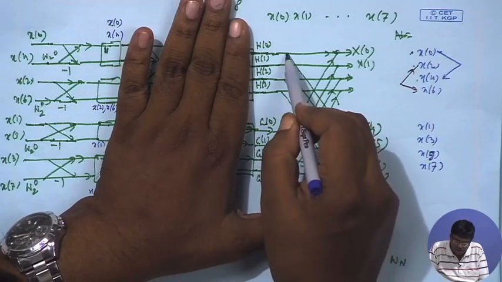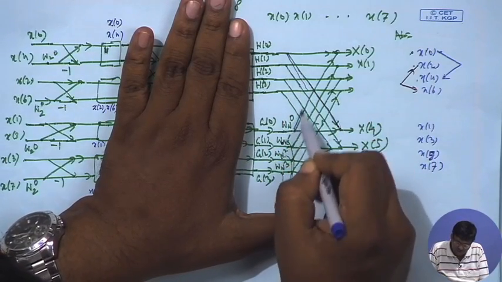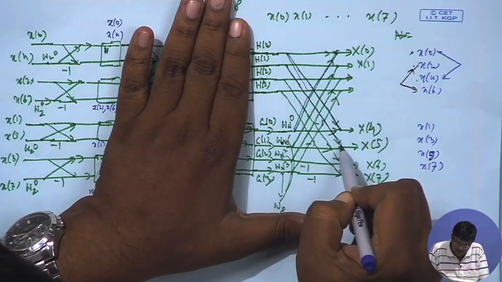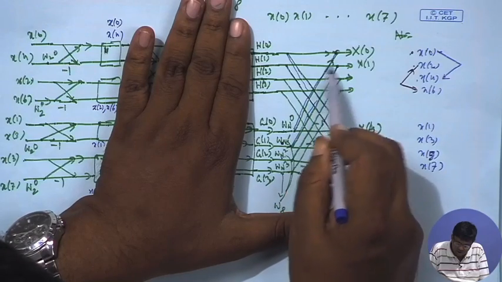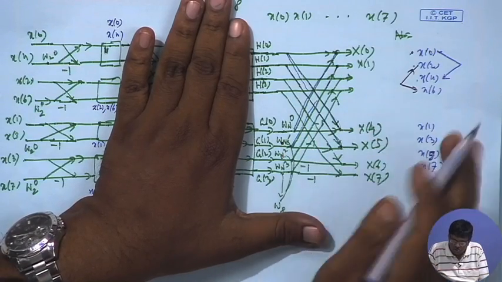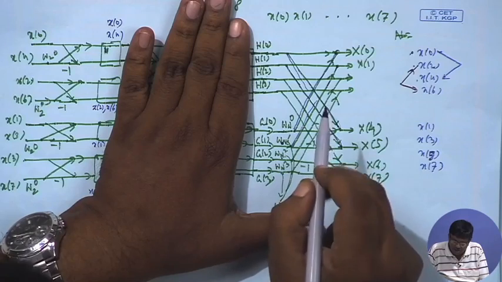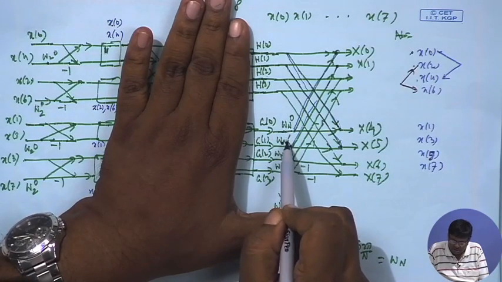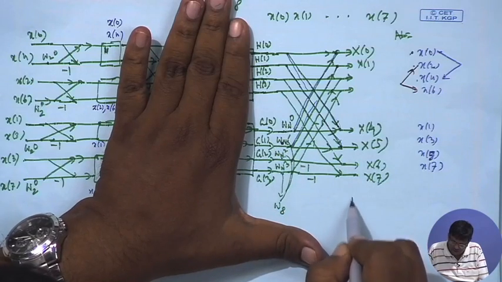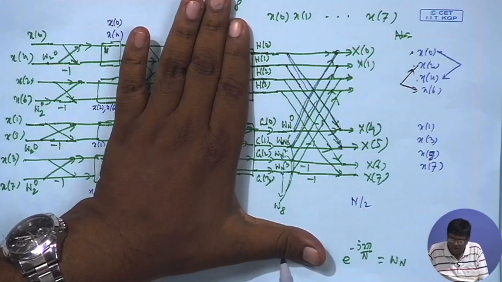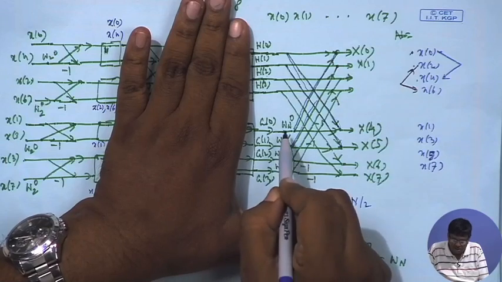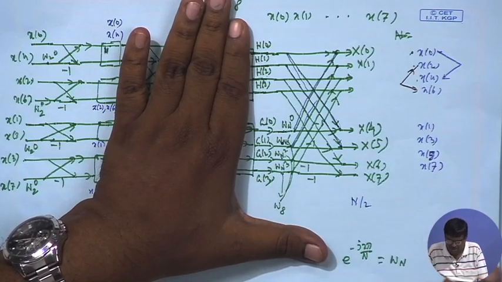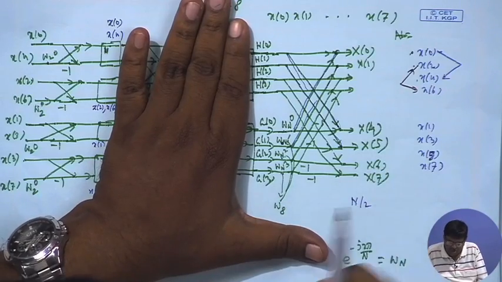Okay. Like this one and this one, they together form 1. Then this one and this one, they form 1. So, total n by 2 butterflies, and per butterfly only one multiplication. So, you have got n by 2 complex multiplications. Of course, you can say that W n to the power 0 is 1, so no need to multiply. So, it will be n by 2 minus 1, all those things I am not doing. A very rough calculation, n by 2 multiplications.